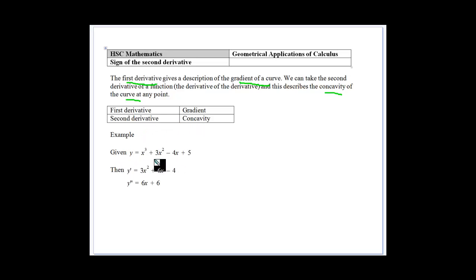So, for example, and we know how to get the second derivative. We just take the derivative of the first derivative. So we have our function, we derive it, then we derive it again. So x cubed derives to 3x squared, which then derives to 6x. 3x squared derives to 6x, which then derives to 6. The minus 4x derives to minus 4, and minus 4 derives to 0, and 5 already derived to 0. So we've got our gradient function and our concavity function.